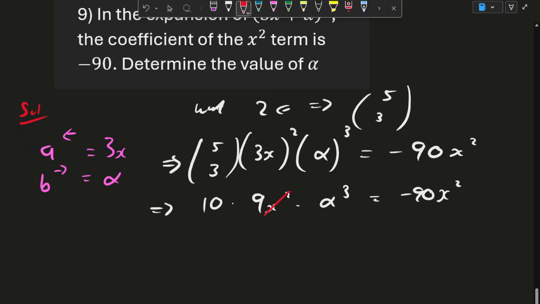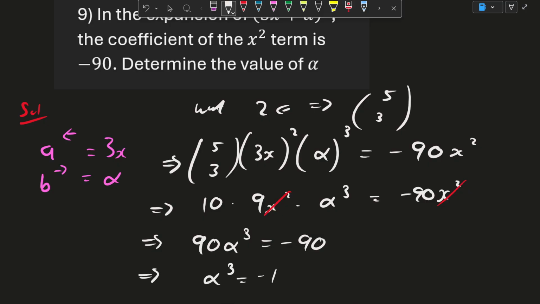So the x squareds are going to cancel. 10 by 9 is 90, so I'll have 90 times alpha cubed equals negative 90. So alpha cubed is minus 1. Or in other words, one of our values of alpha is minus 1.